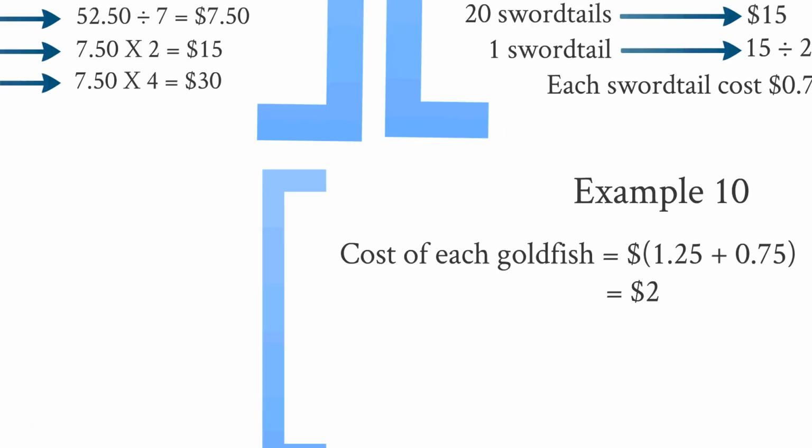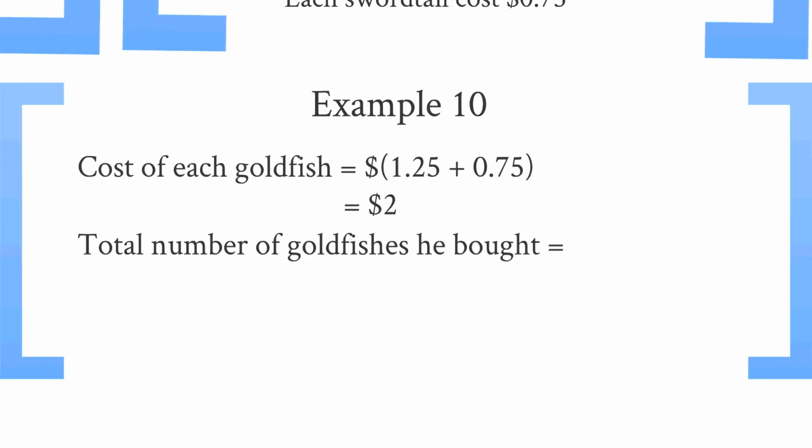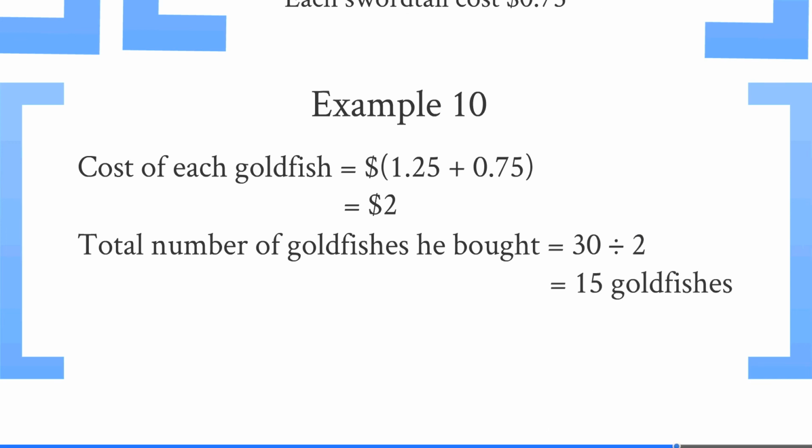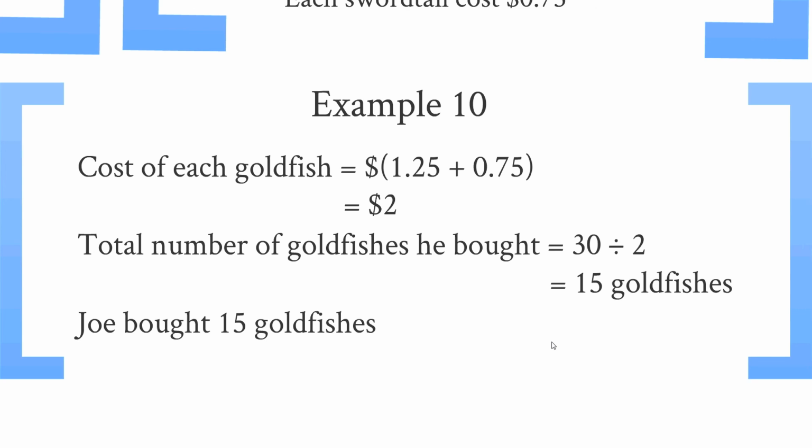So by now it's easy to see that total number of goldfishes he bought would be 30 divided by 2, because this is all the money he spent on the goldfish, and one goldfish cost $2. So 30 divided by 2 will give me 15 goldfishes. This is the answer to my second part B of the question. Joe bought 15 goldfishes. This is the end of my presentation.